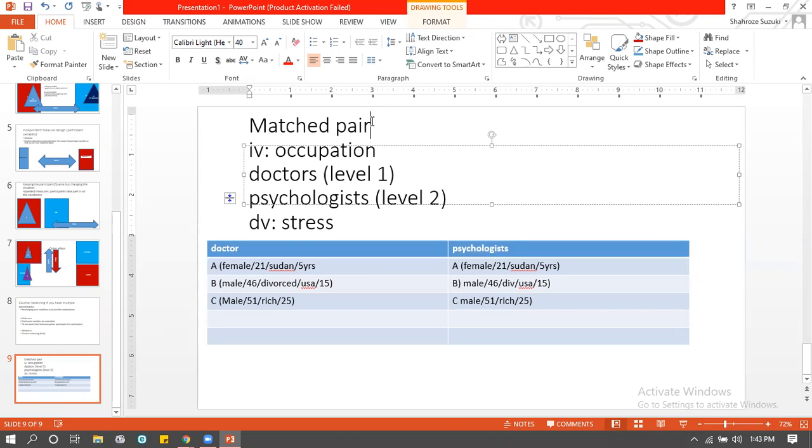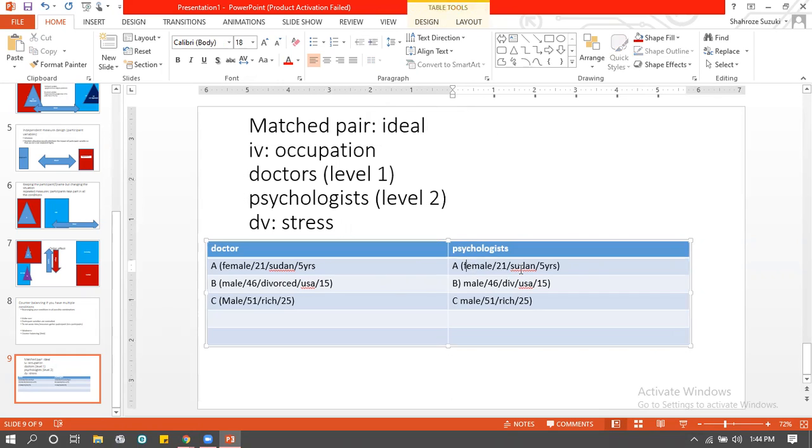But this is very ideal. Yes, it 100% controls the partial variables. So your results are going to be very, very valid, with the partial variables very, very controlled. But the only difference is it's very difficult to pull off. As in, what are the chances that you're going to get a psychologist with these characteristics from Sudan? Very, very rarely. It's very hard to find people who match exact characteristics.